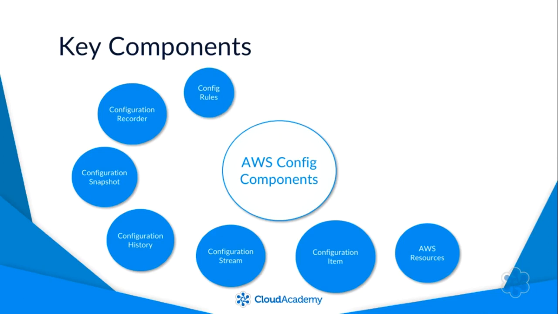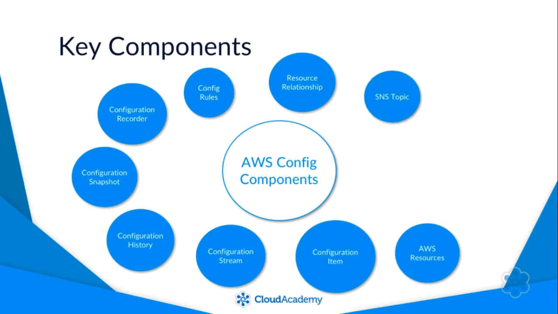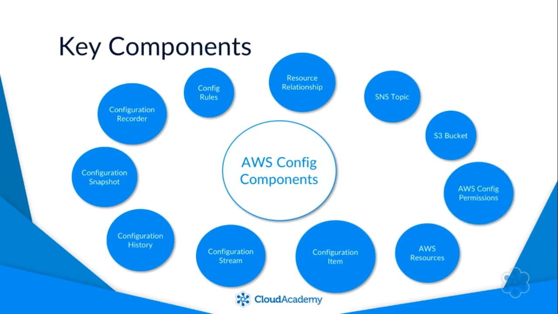Config rules. Rules that allow AWS Config to check resources compliance against the rule set. Any non-compliant rules are identified and a notification is sent to the stream. Resource relationships. This allows you to clearly identify which resources link to other resources. SNS topic. This is used as the configuration stream. S3 bucket. This is used to store configuration snapshots and configuration history files. And AWS Config permissions. The use of an IAM role is required to perform describe and list API calls to supported resources, along with write access to your selected SNS topic and S3 bucket.